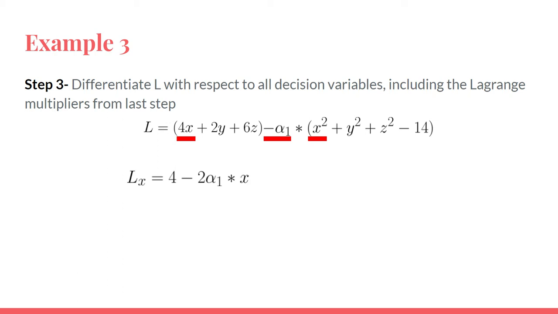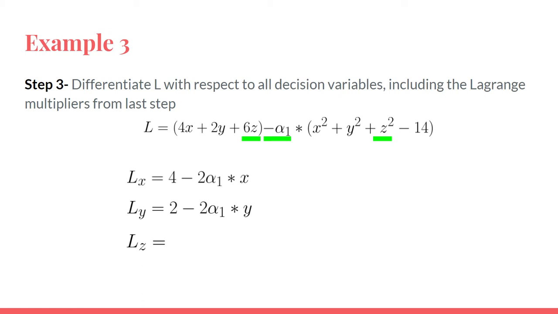Thus, L sub x is going to be equal to 4 minus 2 alpha 1 times x. We then differentiate L with respect to y. The terms in L that have y inside of them are 2y from the objective function and minus alpha 1 times y squared from the constraint. Thus, L sub y is going to be equal to 2 minus 2 alpha 1 times y.